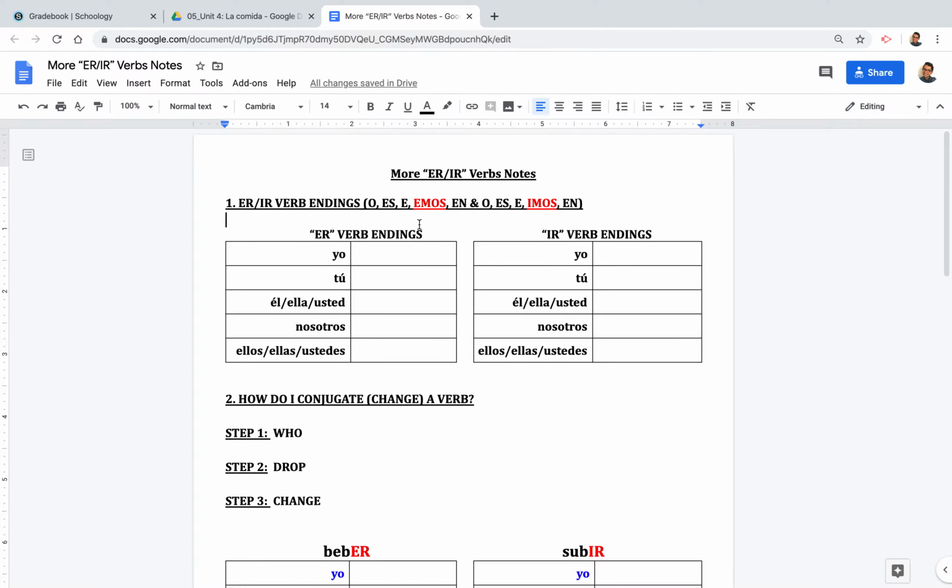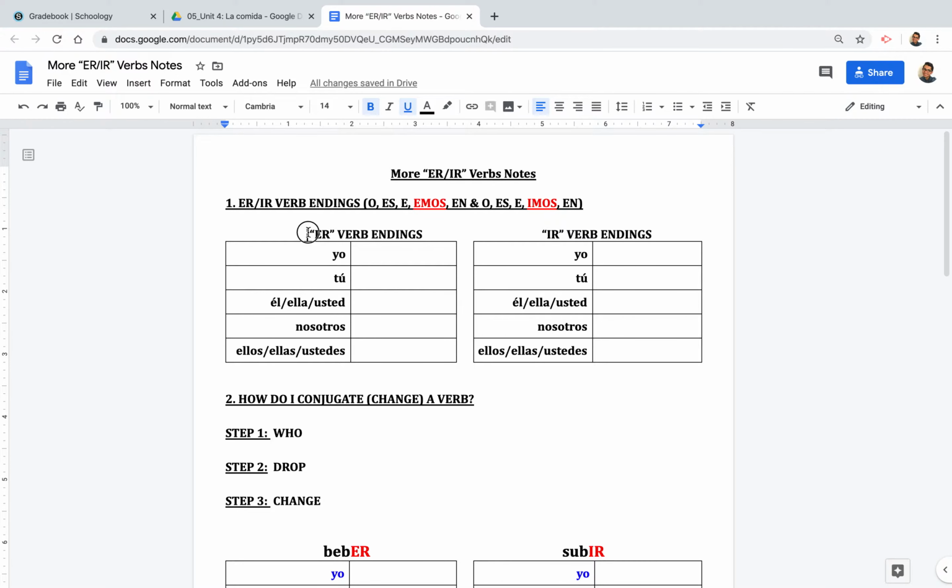In yesterday's video or lesson, we learned about conjugating ER and IR verbs. And we focused on the verb comer, to eat, and the verb compartir, to share. Today we're going to be doing a little review, and we're also going to be doing two new verbs with what we learned yesterday. So first things first, we need to remember our endings.